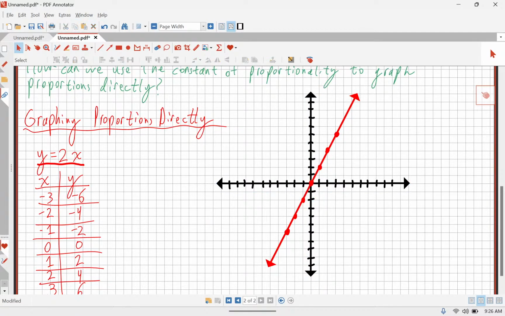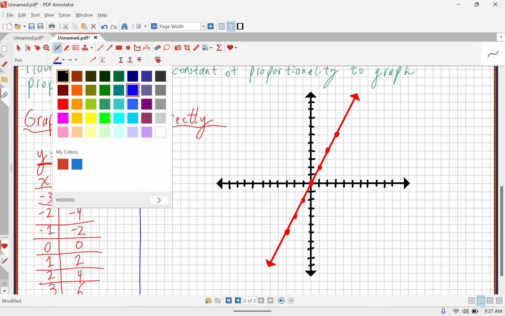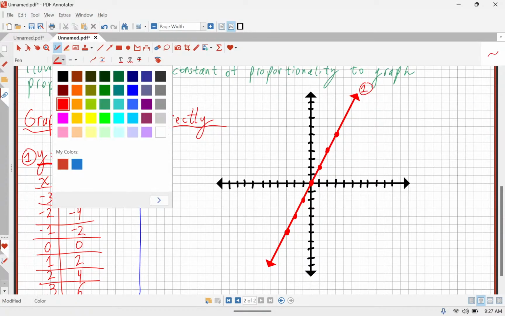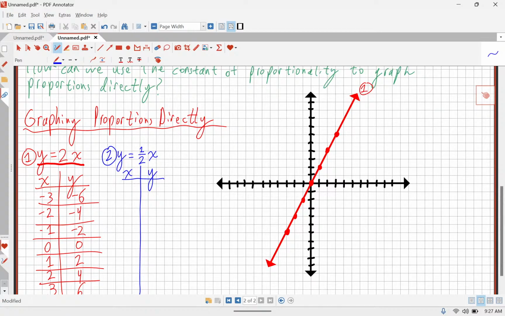There we go. Perfect. Let's do another one, guys. Got a pencil? y equals 1/2 x. I'm going to do it in a different color because that way, when we go from here to there, I can see my red line's the red one, the blue one's blue. You can also just number them. If you want to, guys, you can say that's number 1. And then this one over here is going to be number 2. That works too.